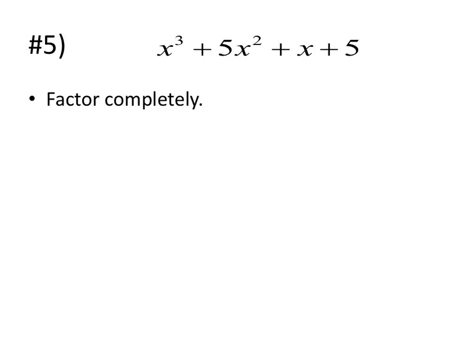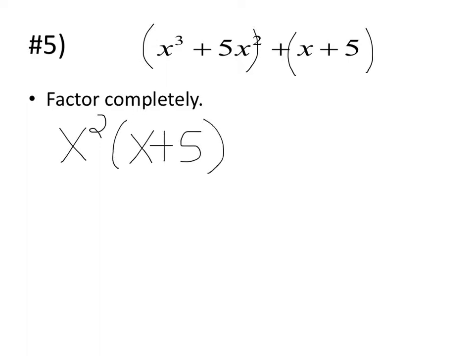We've got x cubed plus 5x squared plus x plus 5. They don't all have anything in common. Because there's 4 terms, I'm going to assume factoring by grouping. So I'm going to go ahead and group them. In this first group, I can factor out an x squared, leaving behind an x plus 5.